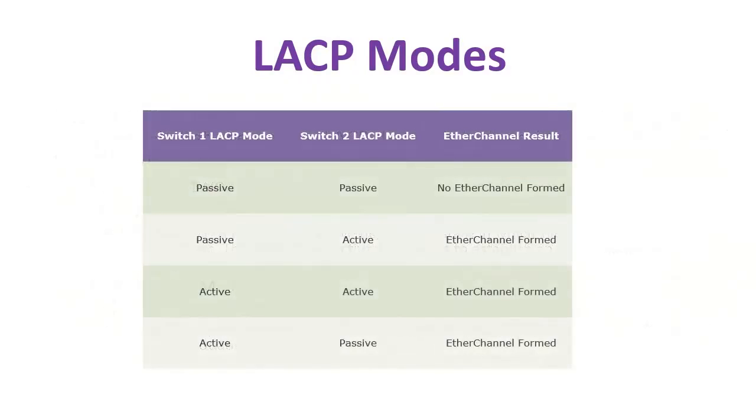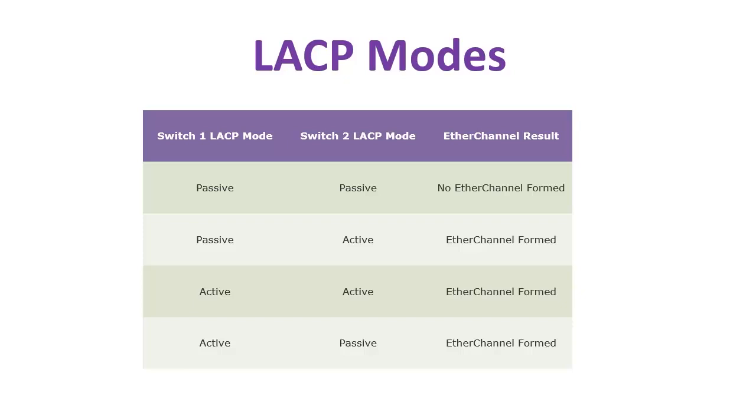And as you see, depending on what is programmed, an Ether channel will or will not form. If you have two passive ports on either side of the link, an Ether channel is not going to form, because there will be no transmission of packets to try to initiate the Ether channel itself.